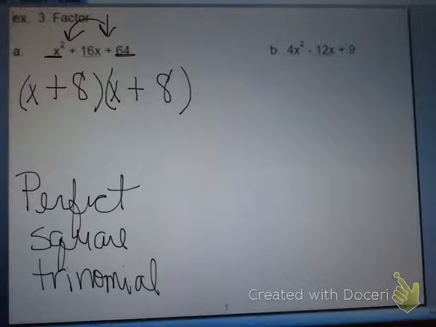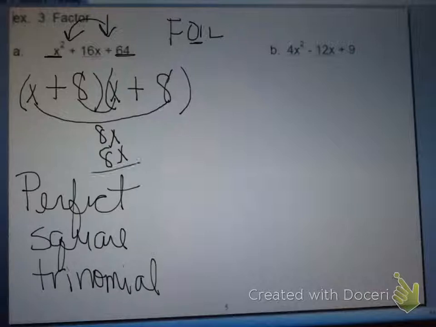You can check to make sure you have the middle term. You don't have to check the entire FOIL method. You can just check the outer and the inner. The outside term is 8x, and my inside term is 8x, which is 16x, and that is my middle term, so it is correct. Now, x plus 8 times x plus 8 is the same thing as saying x plus 8 quantity squared.